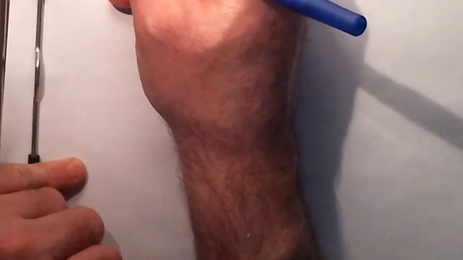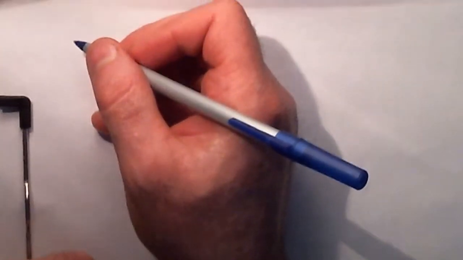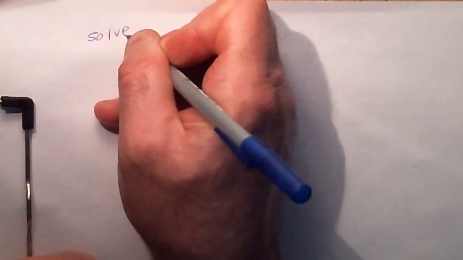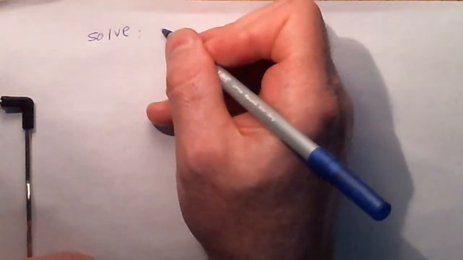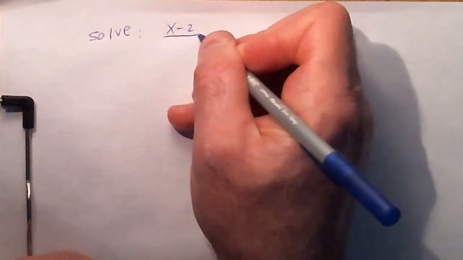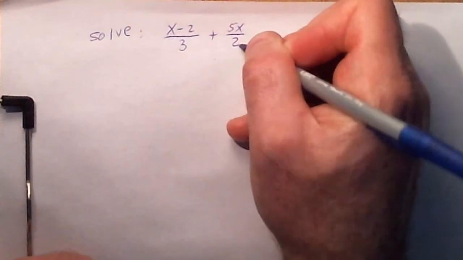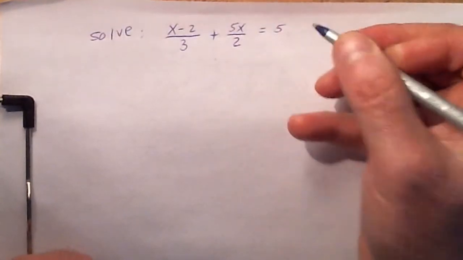All right, let's move the bar up a little bit here. Try to solve this one: (x minus 2) over 3 plus 5x over 2 equals 5.